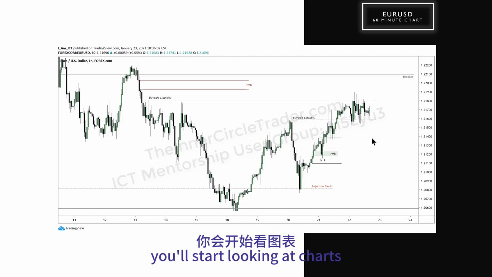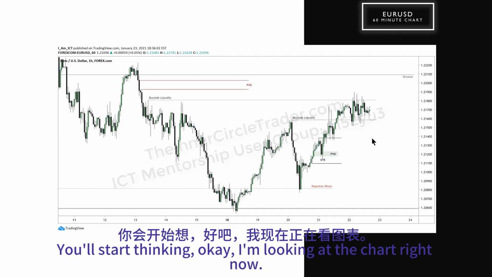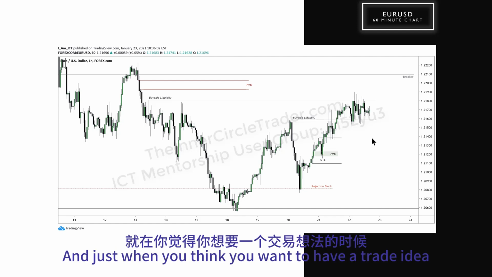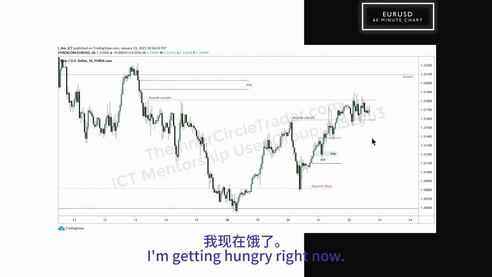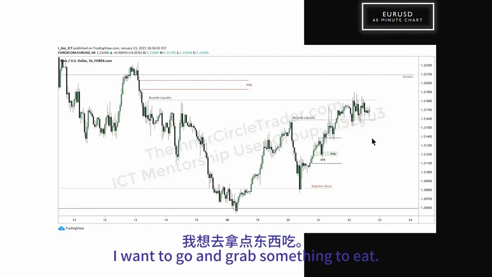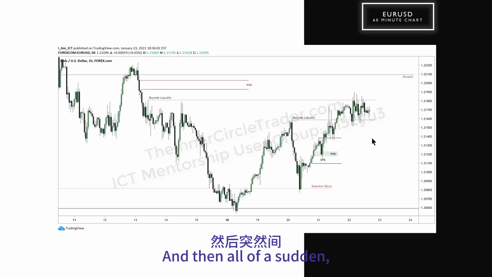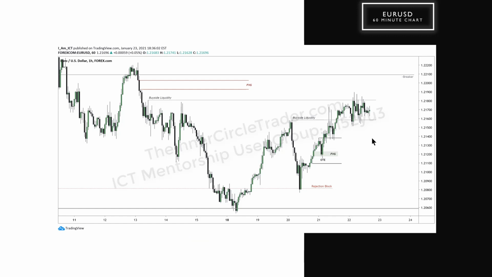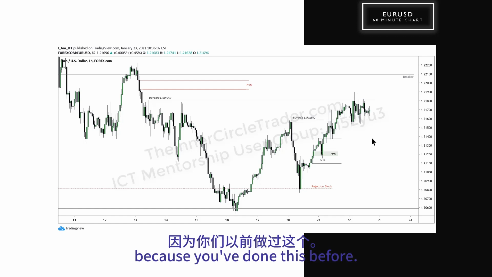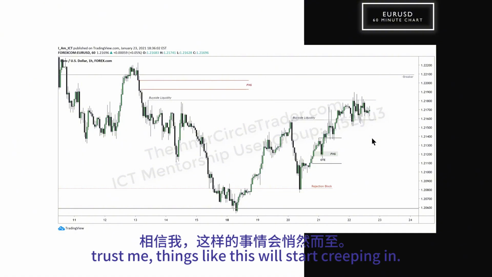So what will happen is you'll start looking at charts and it'll be easy for you to be distracted. You'll start thinking, okay, I'm looking at the chart right now, and just when you think you want to have a trade idea or map out an idea, you'll start thinking, you know what? I'm getting hungry right now. I'm going to go and grab something to eat. And then you go to the refrigerator, you start grabbing something out of there, and you say, oh, what's on TV right now? Click. And then all of a sudden you just completely abandon doing what you're supposed to be doing, which is committing to learning and studying price action. Some of you are laughing and nodding your head because you've done this before. But if you haven't, trust me, things like this will start creeping in.